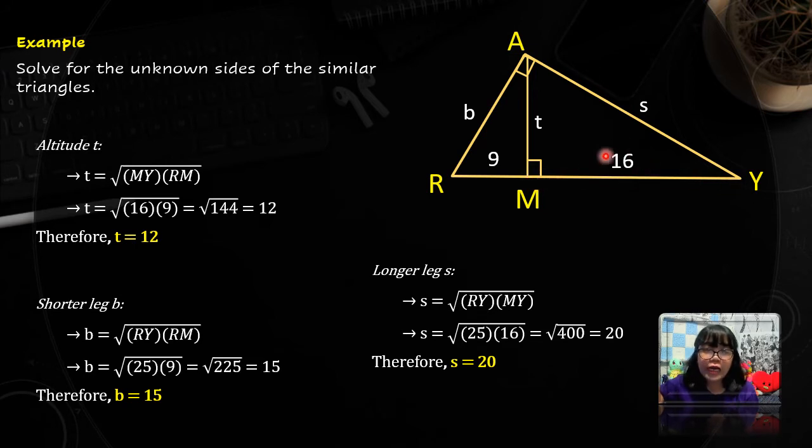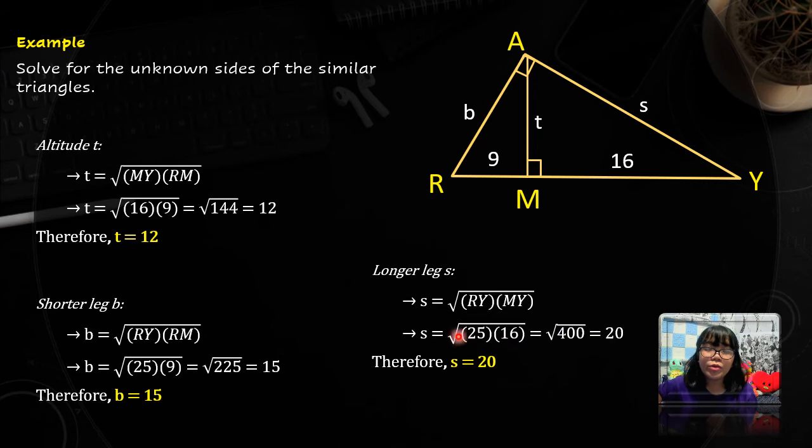So therefore, we will be using this one in order for us to get the value of S. So S then is equal to square root of RY, which is the hypotenuse, times MY, which is the segment adjacent to S. So S is equal to square root of RY times MY.